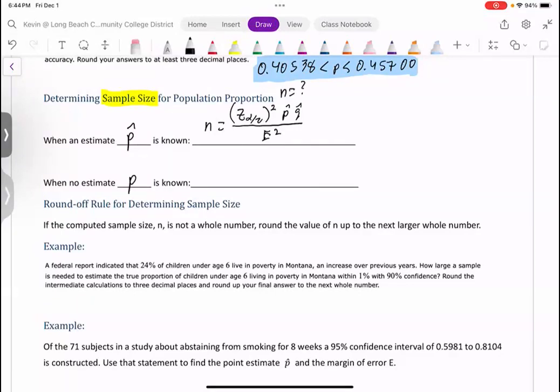Now, if we don't have p hat, then what we're going to do is make p hat times q hat the biggest that we can make them. That's 0.25 over our error squared. All right. And I want to be clear, just like we did before, if it's not a whole number, we round up to the next larger whole number.